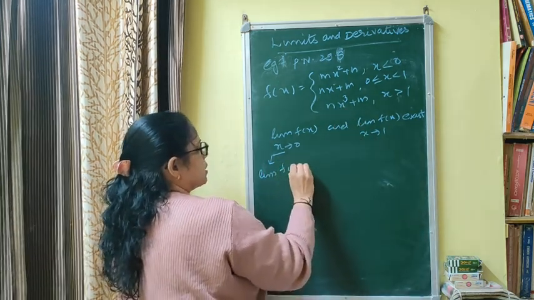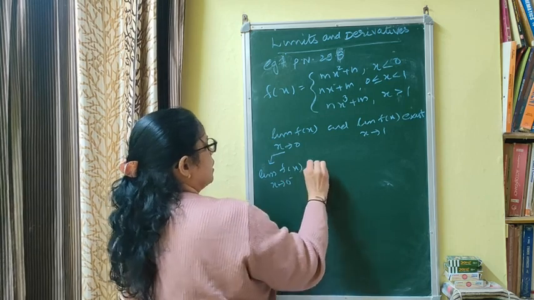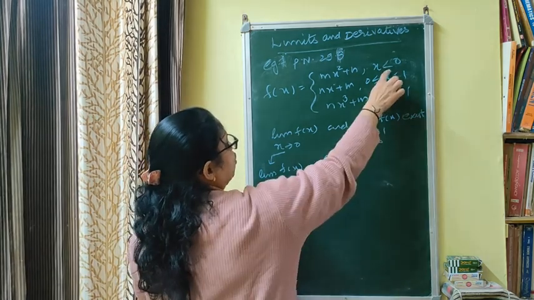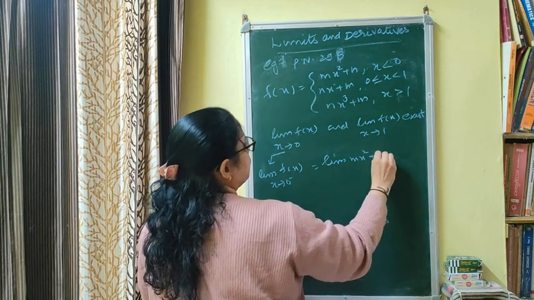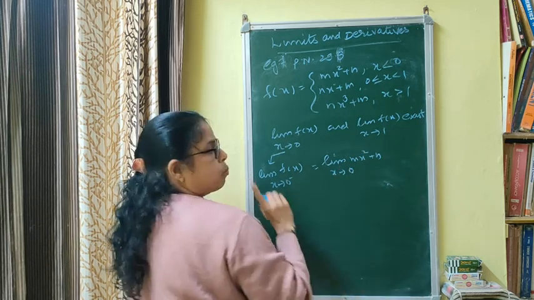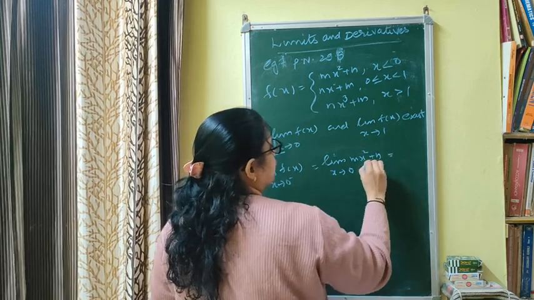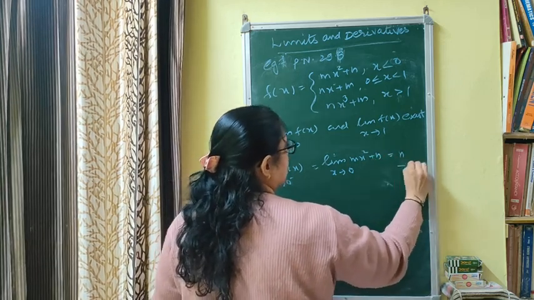Now limit f(x) as x tends to 0⁻ is equal to: 0⁻ means you have to take the first function, mx² + n as x tends to 0. Don't write 0⁻. That implies if you put the value 0, you will get n. That is equation number 1.